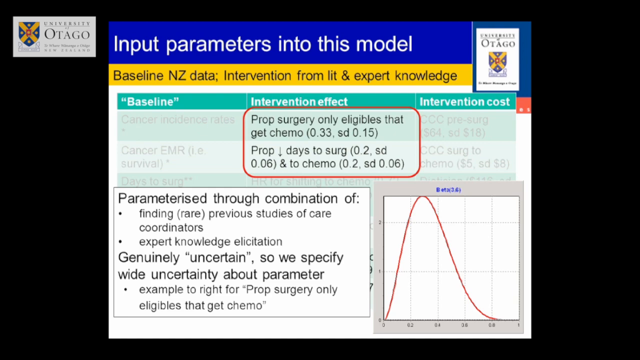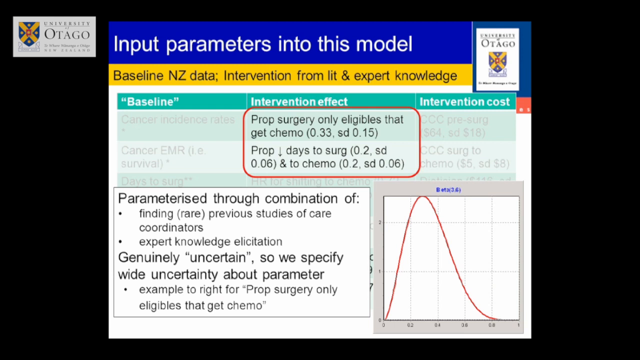Now, it's genuinely uncertain, so for variables like this, we specify wide uncertainty and then propagate that through the model because we genuinely are uncertain. So for example, this one here is the proportion surgery only that get chemotherapy. Our best estimate is 0.33, that's our average, and the average weight under this curve comes down at 0.33. The median's a bit less because it's skewed to the right. And you can see it goes all the way from nearly 0 up to about 0.8. So wide uncertainty, we'll see how that affects the results in due course. This is one of the things you do in modelling: when you've got that wide uncertainty, you don't run away from it, you include it.